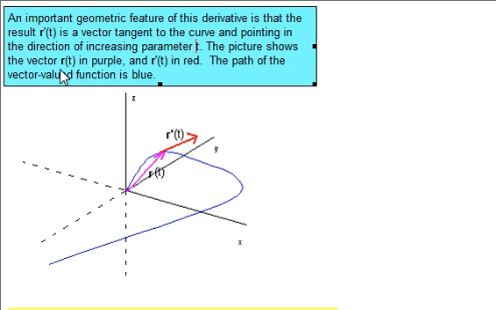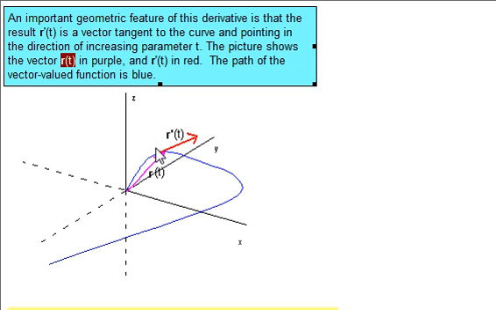This picture here shows the vector r of t is this purple vector. The blue is representing the vector valued function, the graph being drawn by the vector valued function, and at this particular value of t, we've got the derivative vector pointing out in this direction. And of course, since it's a vector valued function, this vector could be the same, could be anywhere. Any parallel vector to that is the same as that.